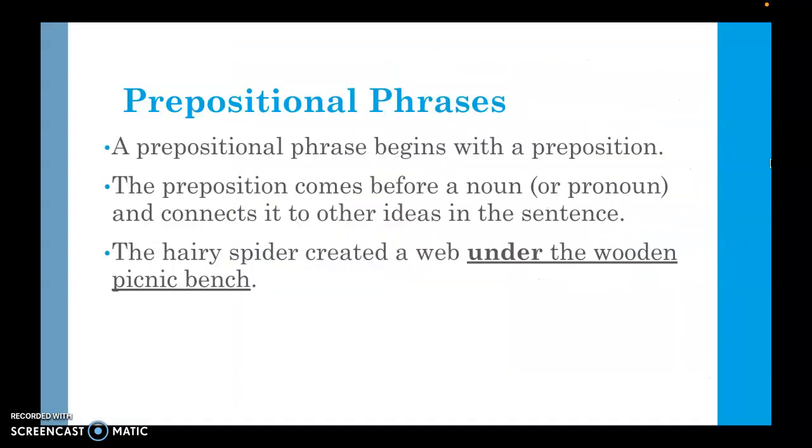A prepositional phrase begins with a preposition. The preposition comes before a noun or pronoun and connects it to other ideas in the sentence. The hairy spider created a web under the wooden picnic bench. Notice that under, the word that's bold and underlined, is our preposition. However, under the wooden picnic bench, the part of the sentence that's underlined, is the prepositional phrase.